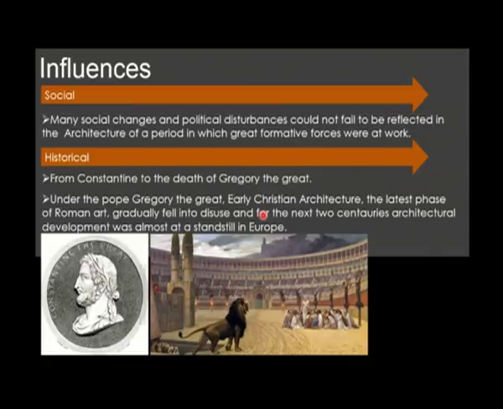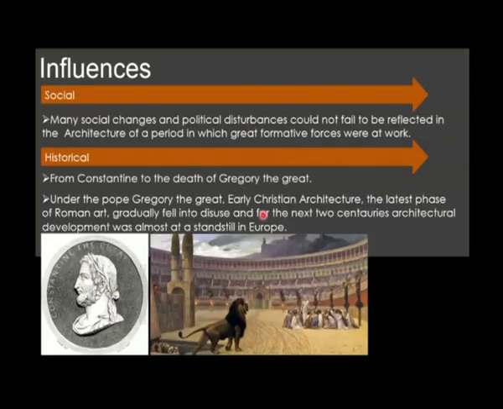As I said, there were a lot of political disturbances and social outcries against the rise of Christianity, but Christianity definitely rose from that. All these outcries did have small influences on Christian architecture, and now the architecture was developed. Historically, from Constantine to the death of Gregory the Great, Christian architecture had a lot of changes, a lot of upliftment, a lot of making.